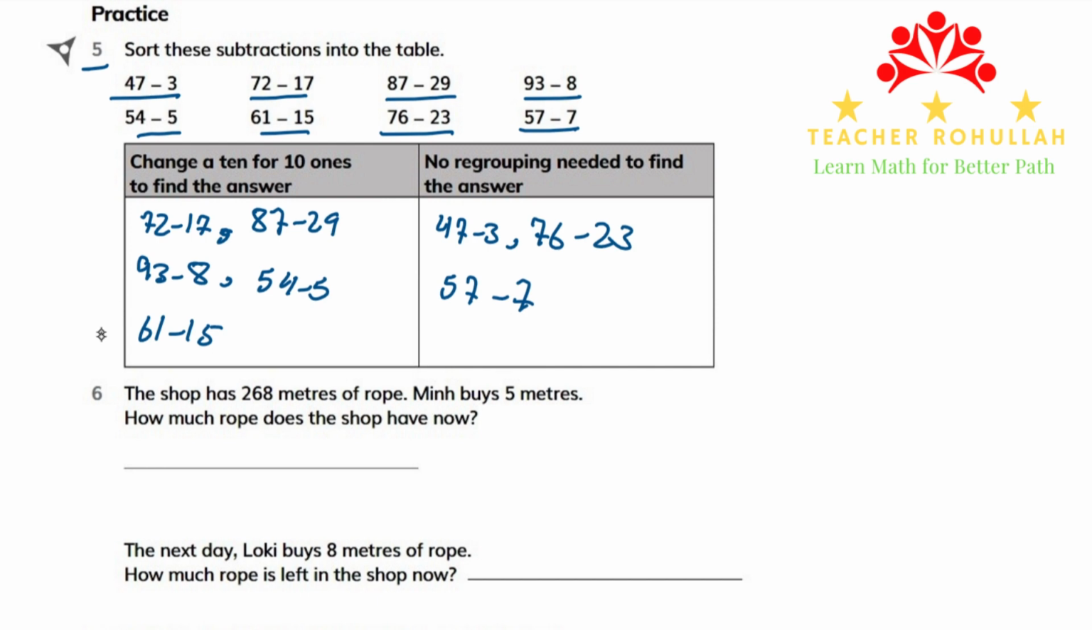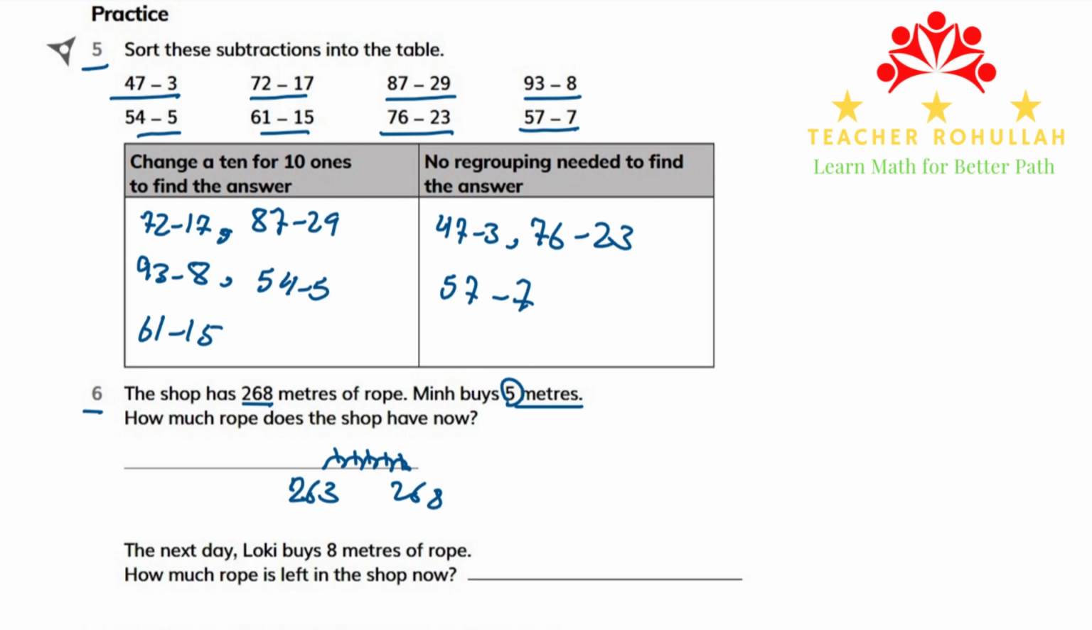Well, in question 6, it says, the shop has 268 meters of rope. Min buys 5 meters. How much rope does the shop have now? Well, to find the answer, I will use counting back because we have a single digit number here. Let's say on this line, 268 is here. If we count back 5 numbers, 267, 266, 265, 264, and 263. Let's see how many numbers we counted back. 1, 2, 3, 4, 5. So it means 263 meters of rope are left in the shop.